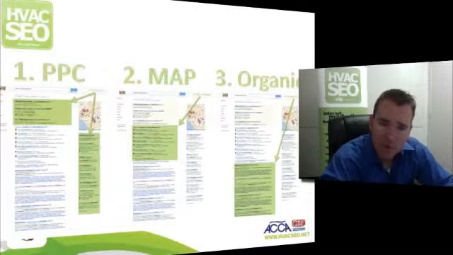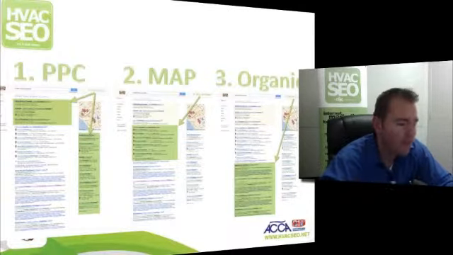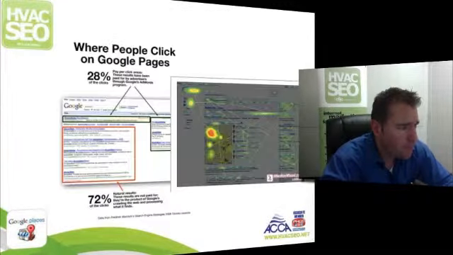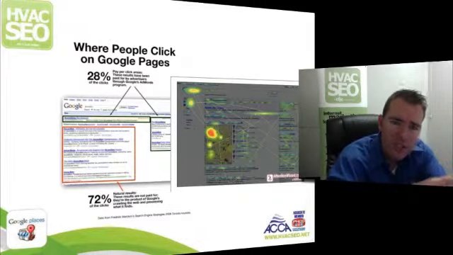You've got the map listings where you've got to have name, address, and phone number information, and then you've got the organic section, which is driven by the content on your website and the number of inbound links and the authority of your actual domain. So the question that usually follows is, okay, so there's 3 different sections on the search engines.